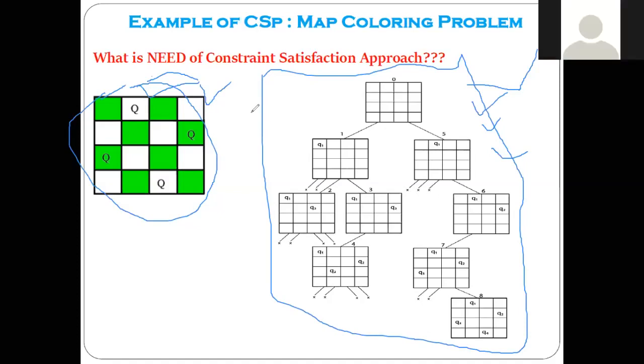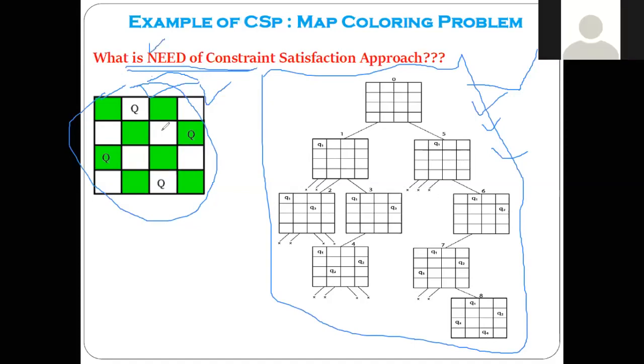Yes. That is a very important statement. Applying the constraint gives us some kind of direction to solve that problem. Yes or no? Yes, sir. That is the need of the constraint satisfaction approach. You got the point why there is a need of the constraint satisfaction approach.